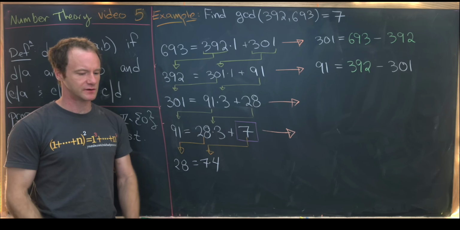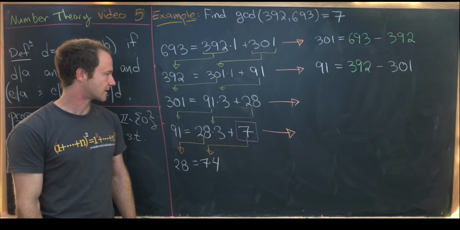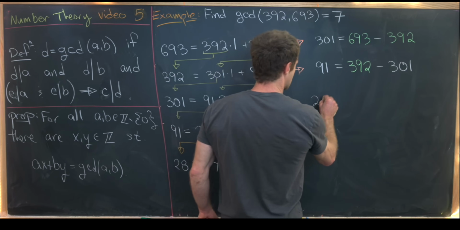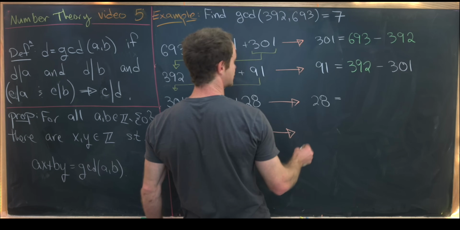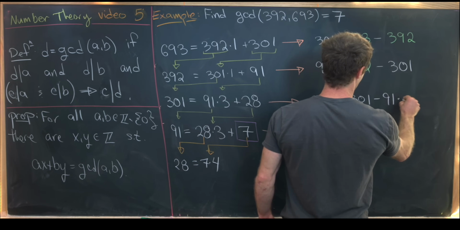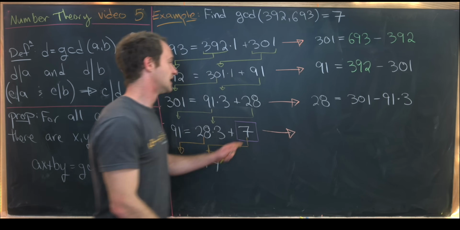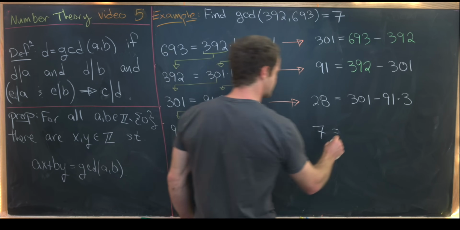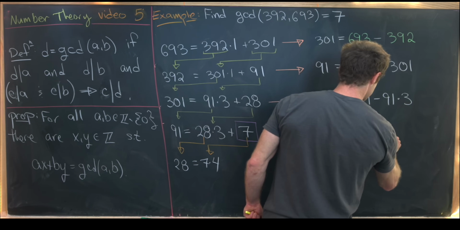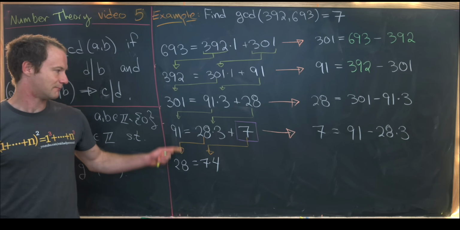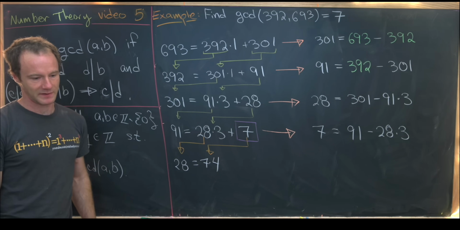We want to think about those kind of like variables here. Okay, now I'm going to solve here. That'll give me 28 is equal to 301 minus 91 times 3. And then finally down here, we have 7 is equal to 91 minus 28 times 3. And that's where I can stop, my last line where I have a remainder.